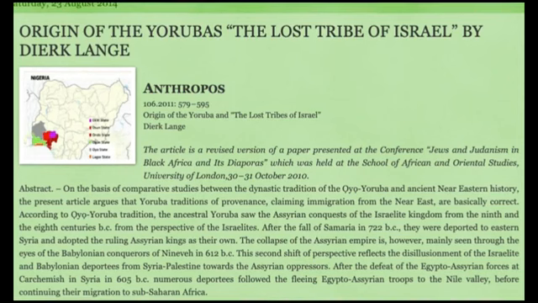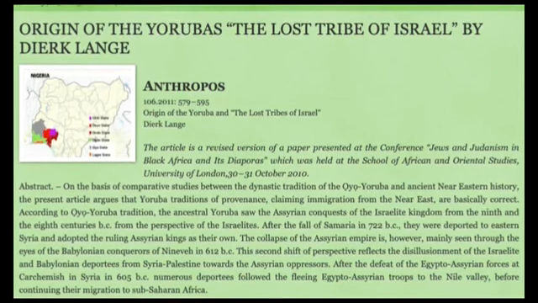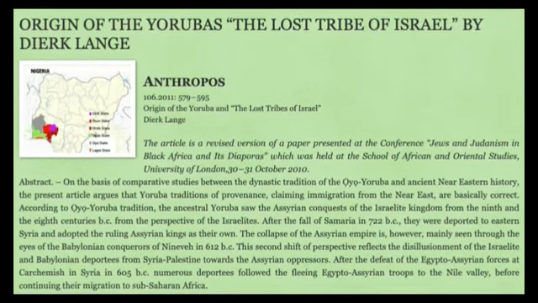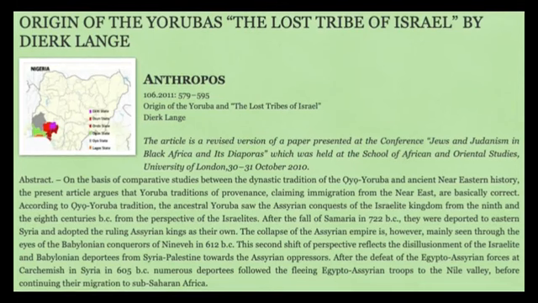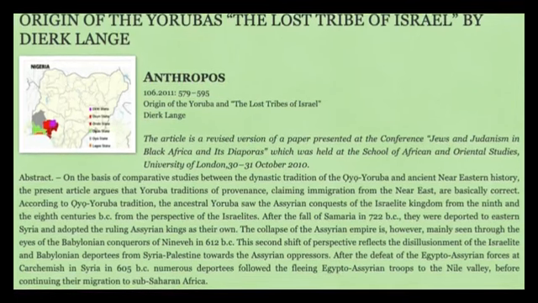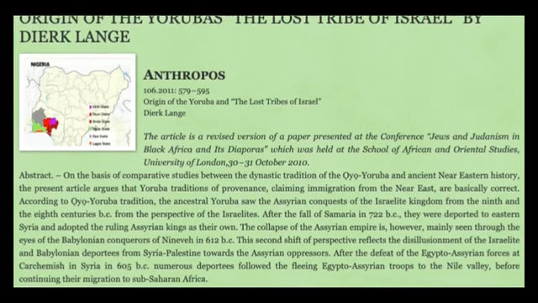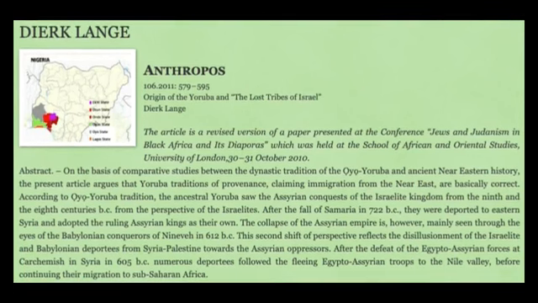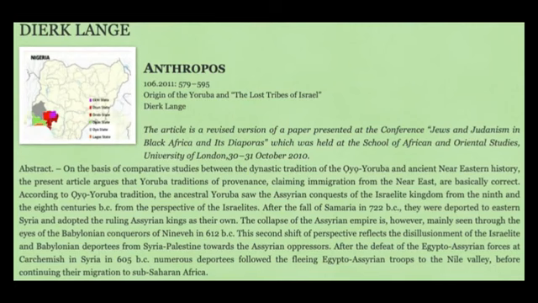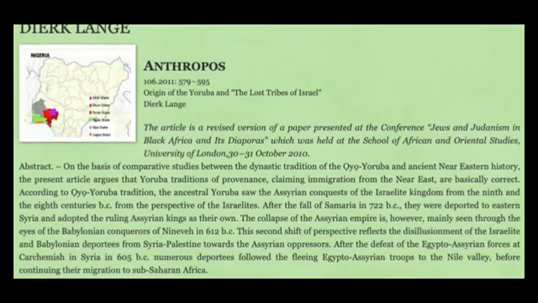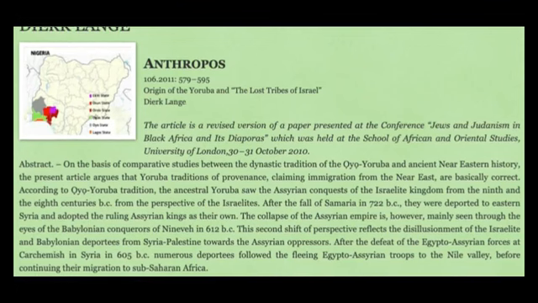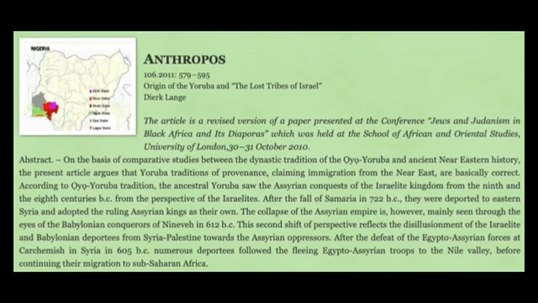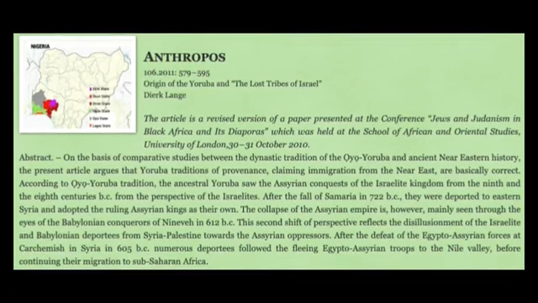On the basis of comparative studies between the dynastic tradition of the Oyo Yoruba and ancient Near Eastern history, the present article argues that Yoruba traditions of provenance claiming immigration from the Near East are basically correct. According to the Yoruba tradition, the ancestral Yoruba saw the Assyrian conquest of the Israelite kingdom from the 9th and the 8th centuries BC. From the perspective of the Israelites, after the fall of Samaria in 722 BC, they were deported to eastern Syria and adopted the ruling Assyrian kings as their own.